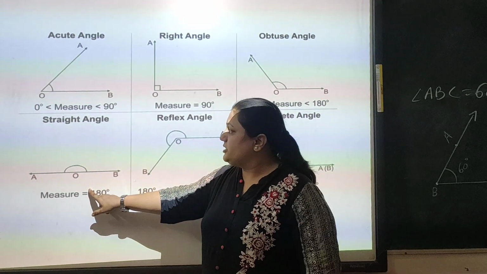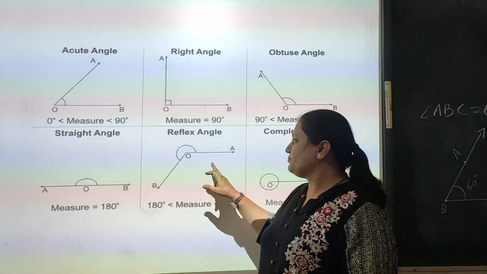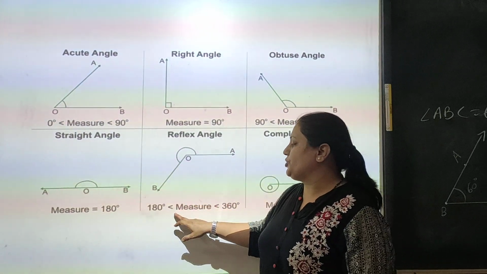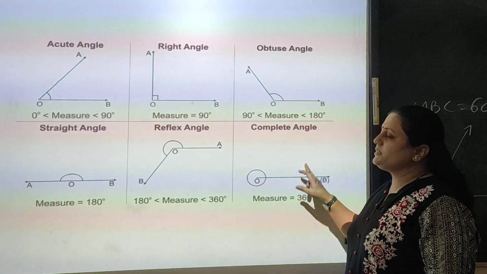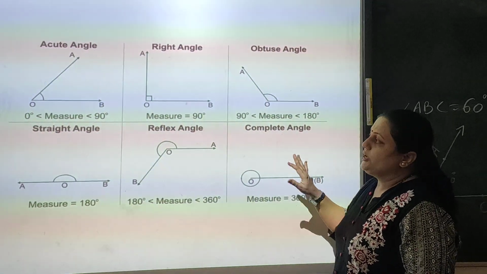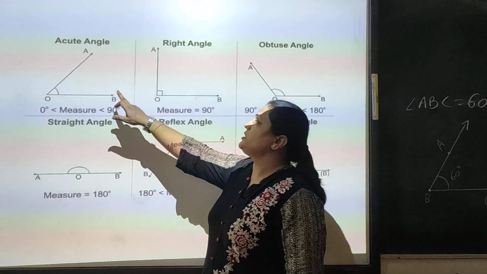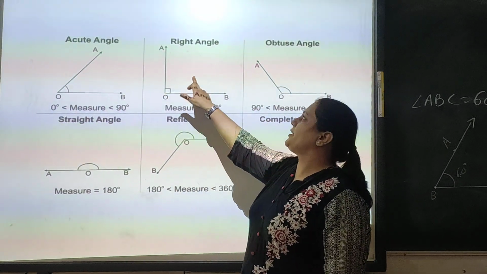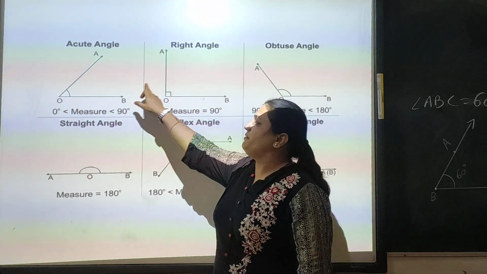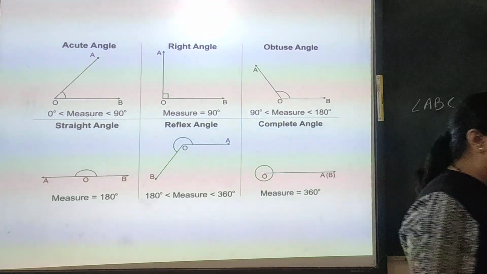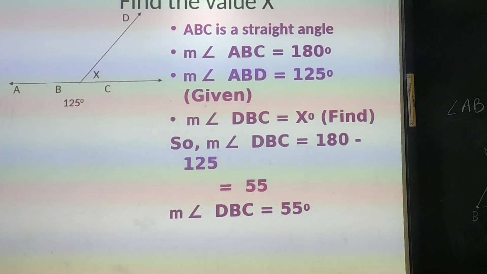And this is the straight angle, whose measure is exactly 180 degree. Reflex angle, more than 180 degree and less than 360 degree. And complete angle means a circle of 360 degree. So to find the value of x, mostly we will use these 4 angles: acute angle, right angle, obtuse angle and straight angle. These 4 angles we will use here to find the value of x. Now let's see how to solve the problems based on that.